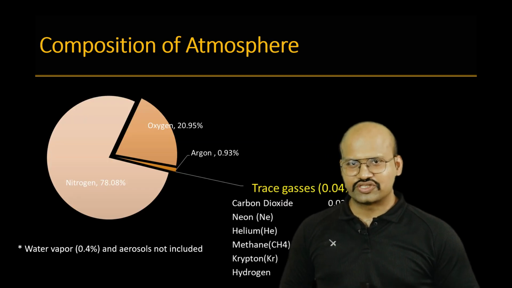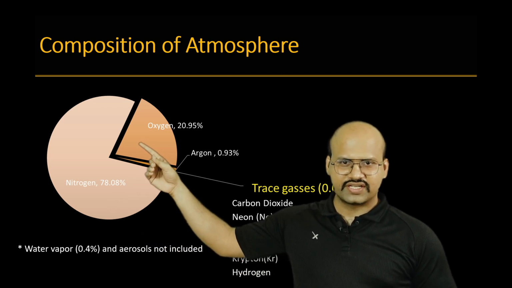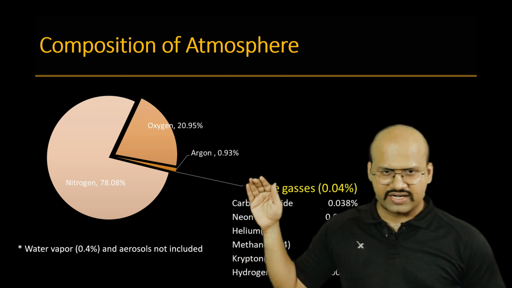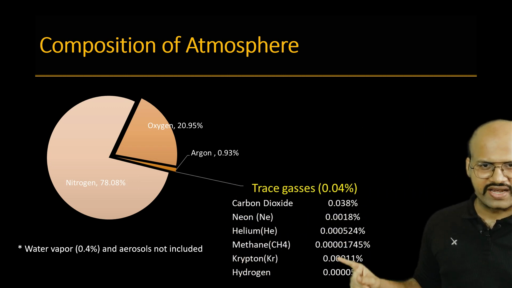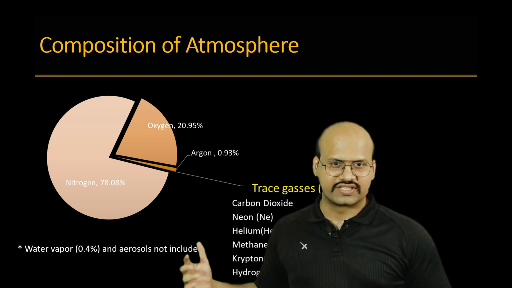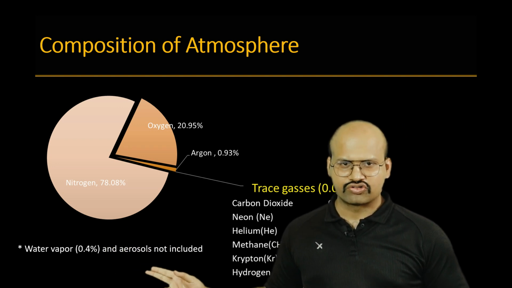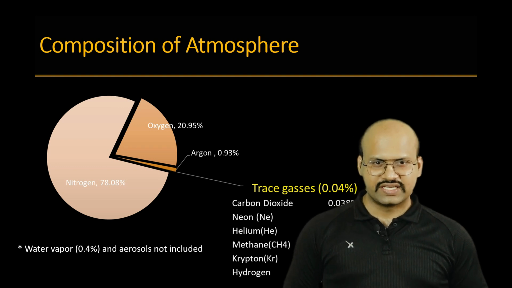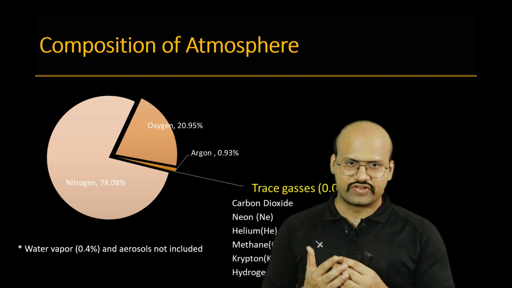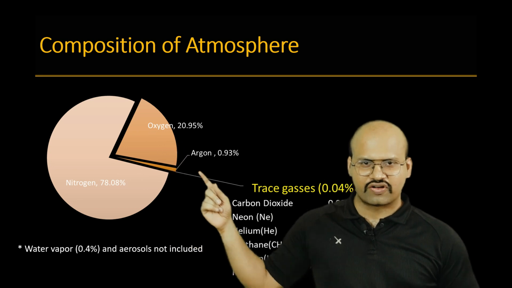Now this is the composition of our atmosphere. Nitrogen is around 78%, oxygen is around 21%, argon is around 1%. The rest are trace gases because they are present in very little amount. We are not including water vapor and aerosols in this because their concentration varies a lot. You will see that they are concentrated near the equator, but their amount decreases as we move away from the equator.